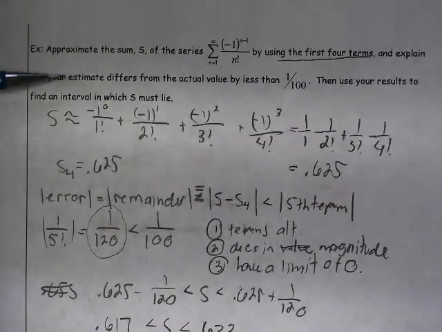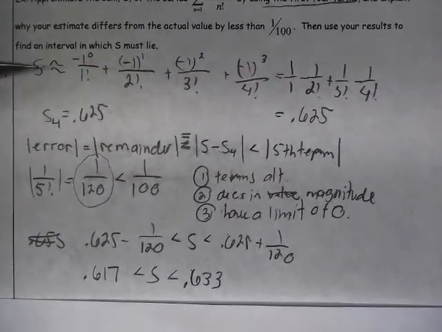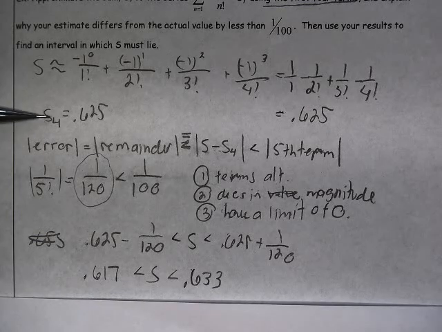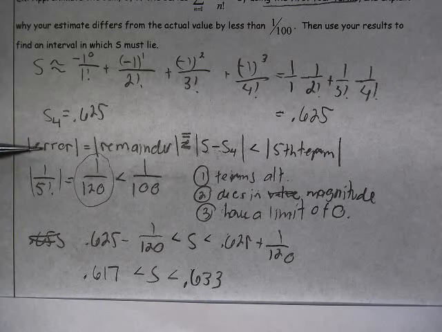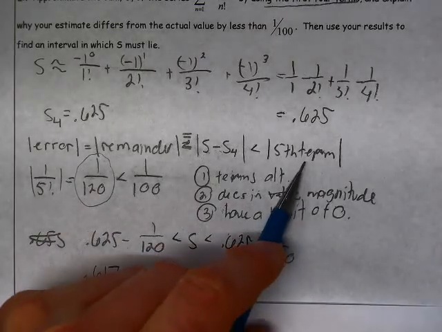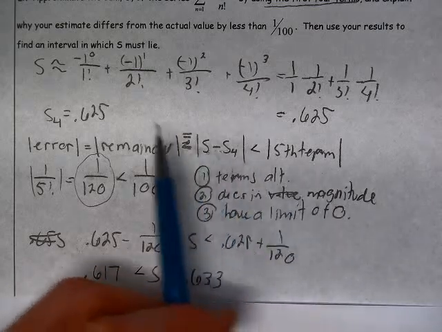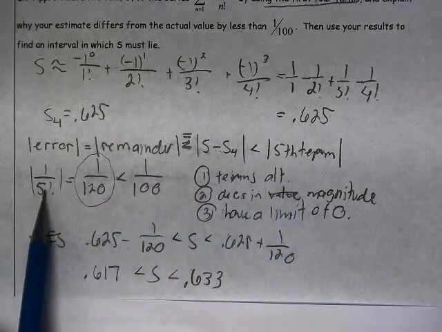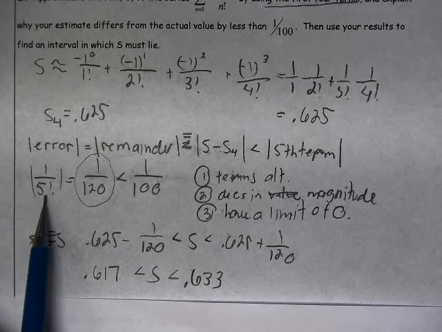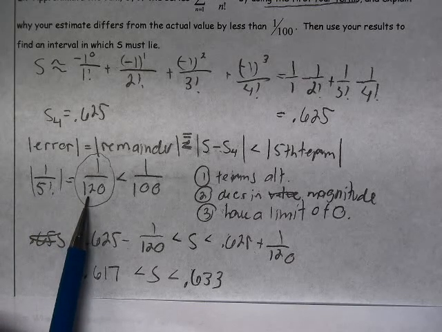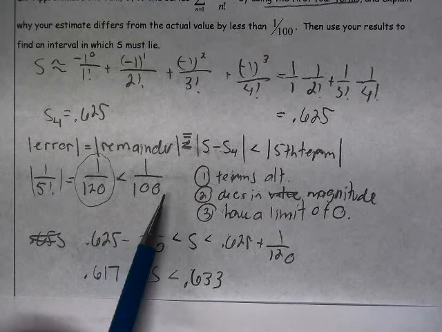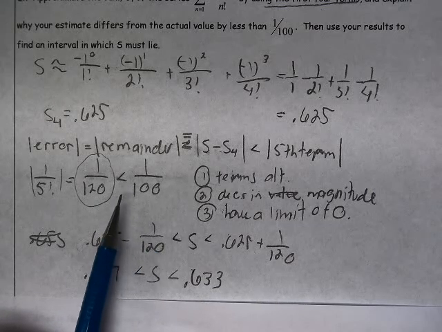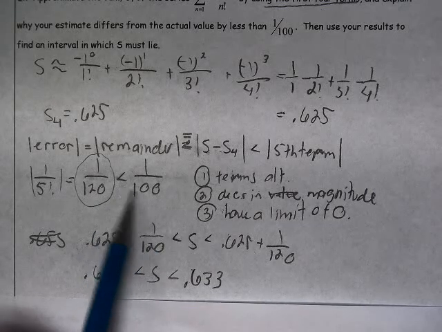Alright, so I estimated the true sum by using the fourth partial sum, which I got to be 0.625. And I know that my error is going to be less than the absolute value of the next term that I didn't use. So since I used the first four terms, I'm looking at the fifth term. The fifth term would have been 1 over 5 factorial, which is 1 over 120. So that's my justification for the fact that my estimate differs from the actual value by less than 1 over 100.